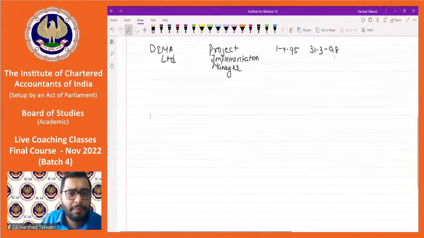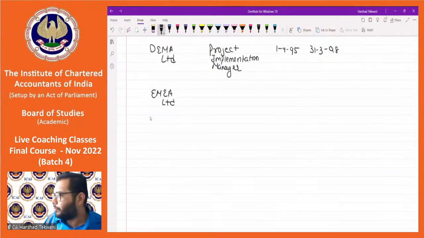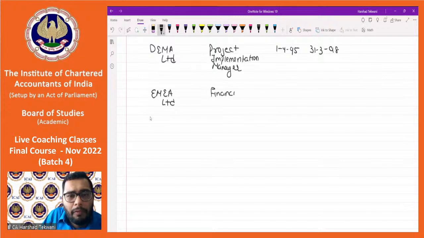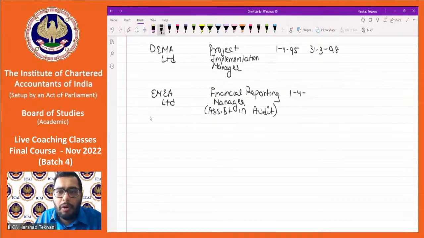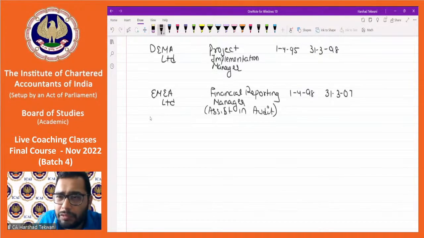Then let's say he shifted to EMA Limited. Over there, he was involved in financial reporting, as a manager, where he used to assist in audit also. So from 1/4/98 to, let's say, 31/3/07.